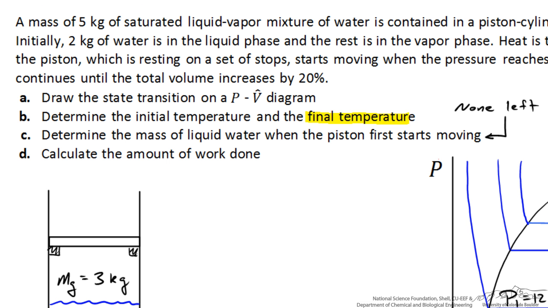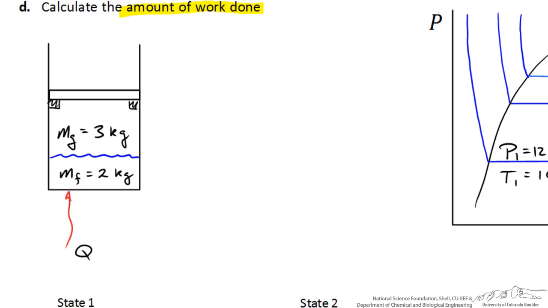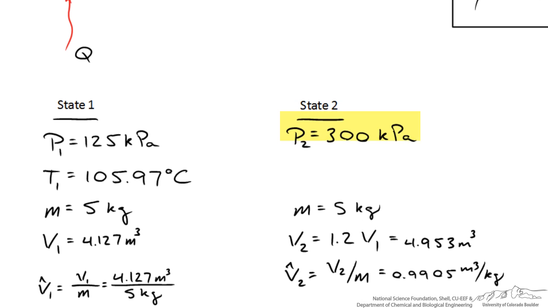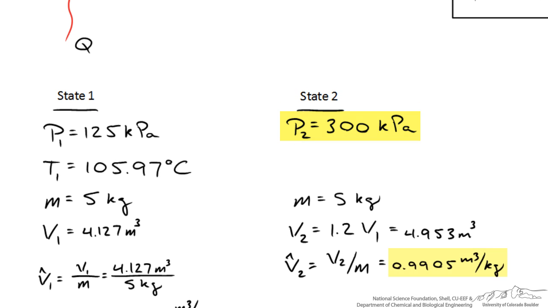So what we've got left to find is the final temperature and the amount of work done. So let's think about the final temperature. We know we're in the superheated vapor region, and we know there's a pressure, and what else do we know at state 2? We've got P2 is 300 kilopascal, and the specific volume at state 2 is 0.9905. So we know two intensive variables, and that is enough in the superheated region to give us any other information that we're interested in, including what we want in this case, which is the temperature.